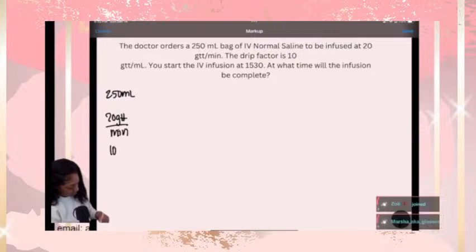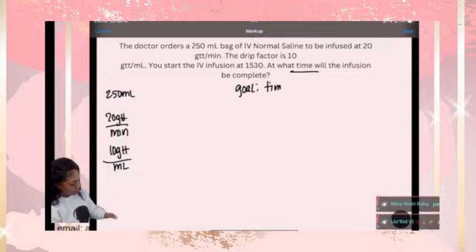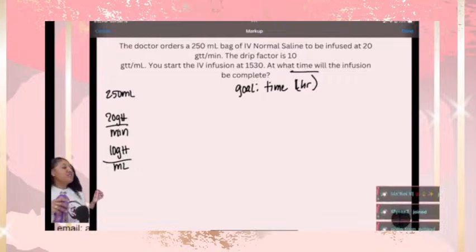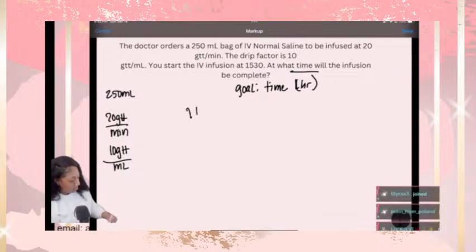We got a drop factor of 10 drops per ml, and it started at 3:30, and we want to know what time. So our goal is to find time, which is going to be hours, right? If we're looking for hours, we're going to start with hours, but we don't have any hours, do we? Okay, so let's put them there. Hours at the top, 60 minutes at the bottom.